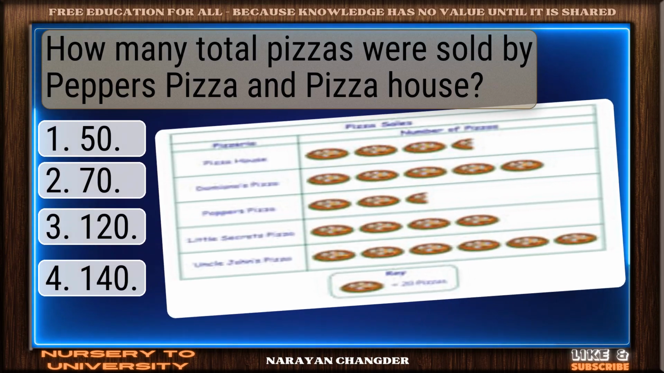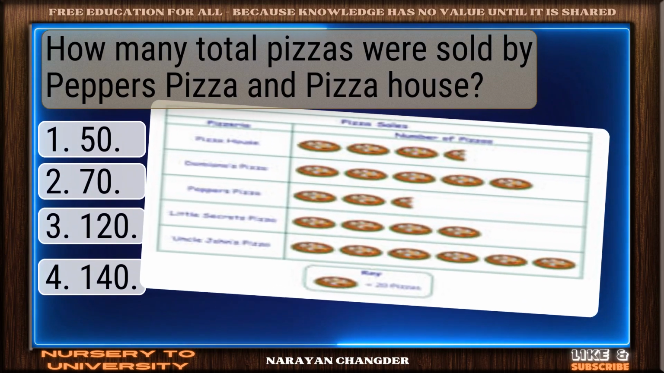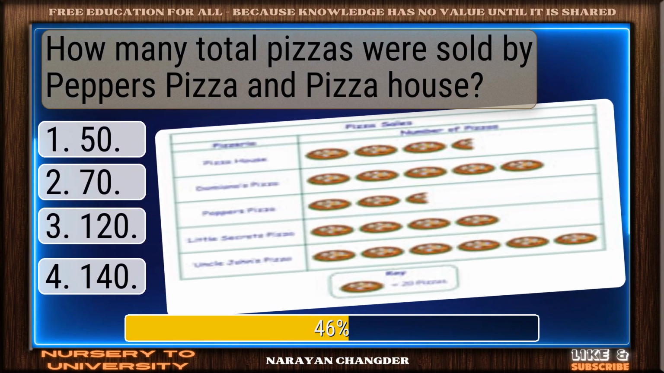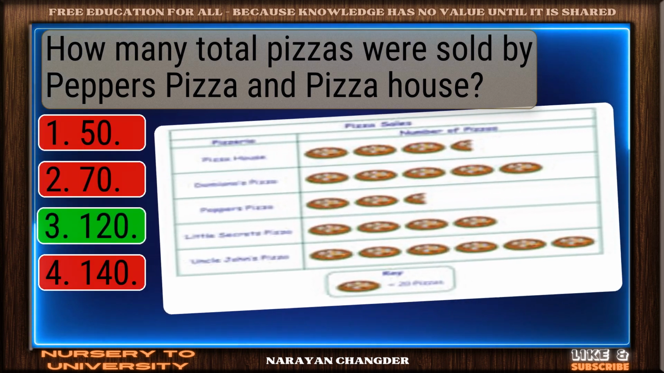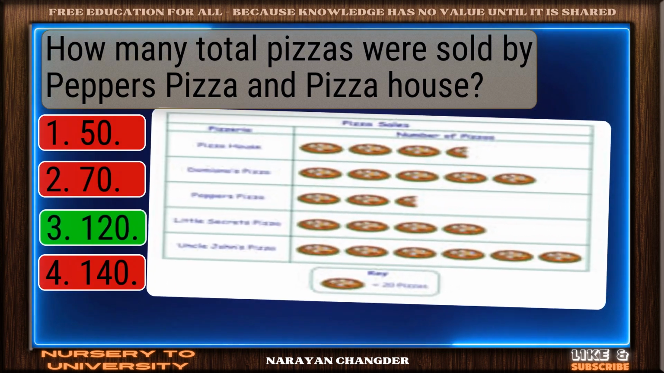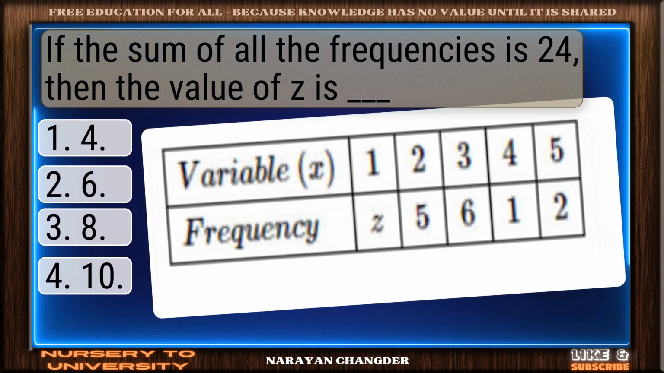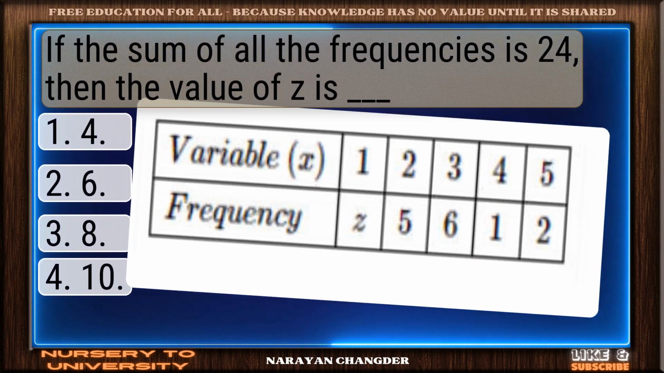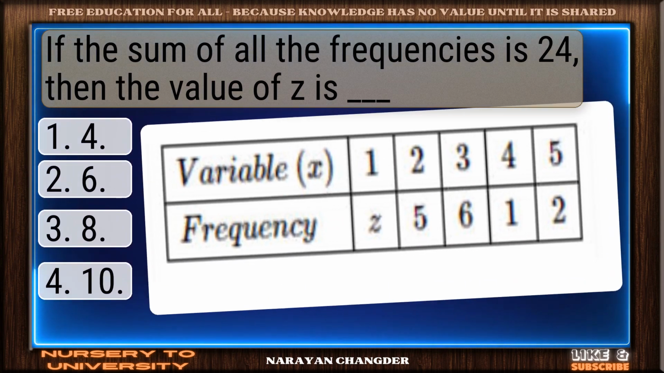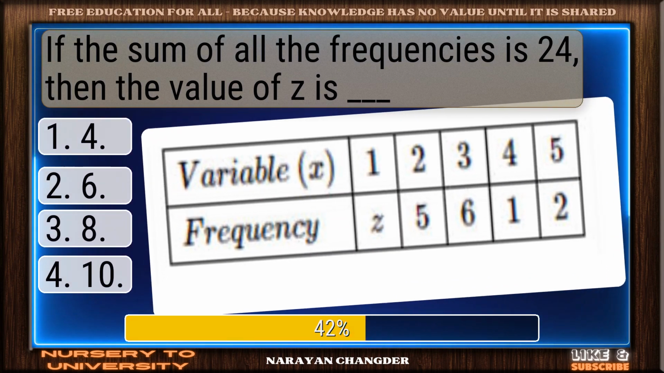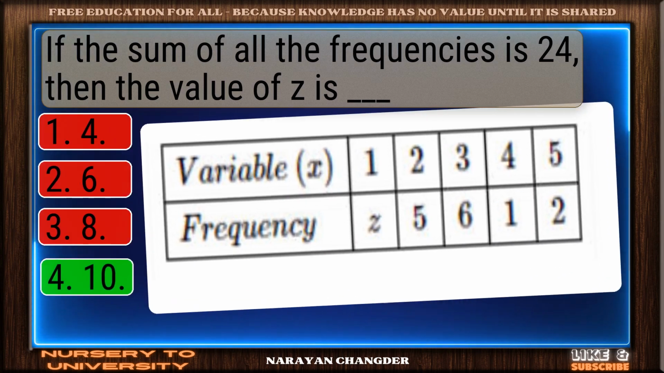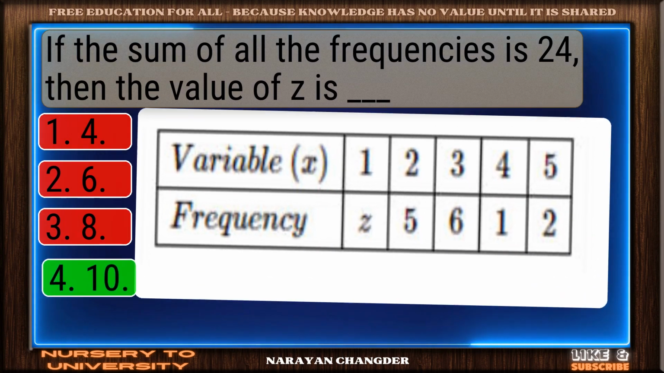How many total pizzas were sold by Pepper's Pizza and Pizza House? Good thinking. 120 is right. If the sum of all the frequencies is 24, then the value of z is dash. Correct response. 10 is accurate.